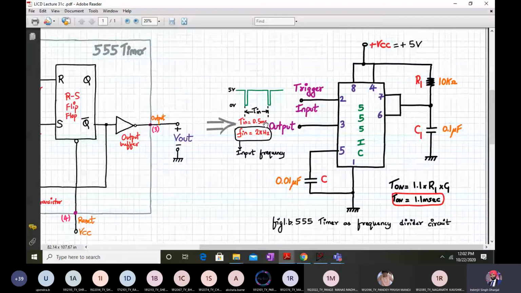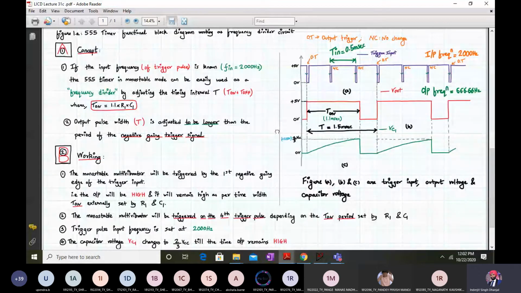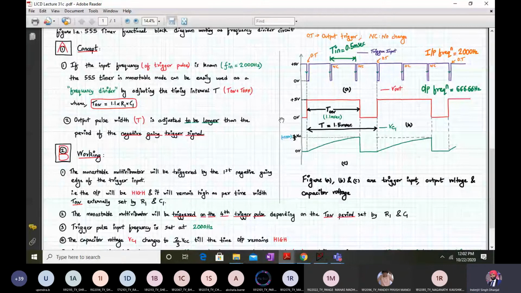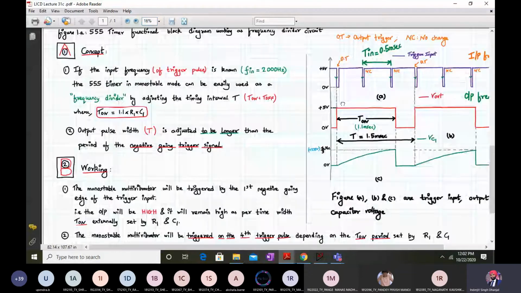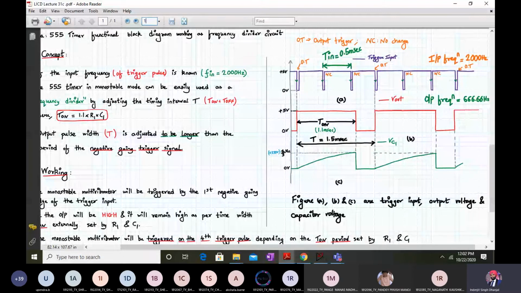So our aim is, if I have a frequency of 2 kilohertz, I'll divide it by some number, let's say 3 or 2 or 4, like this. This is what I want to do. Everyone, are you understanding? Now this is the functional diagram. Are the waveforms visible, or should I increase it a little? Are they visible now? Can I proceed with this? Yes, sir. Okay.